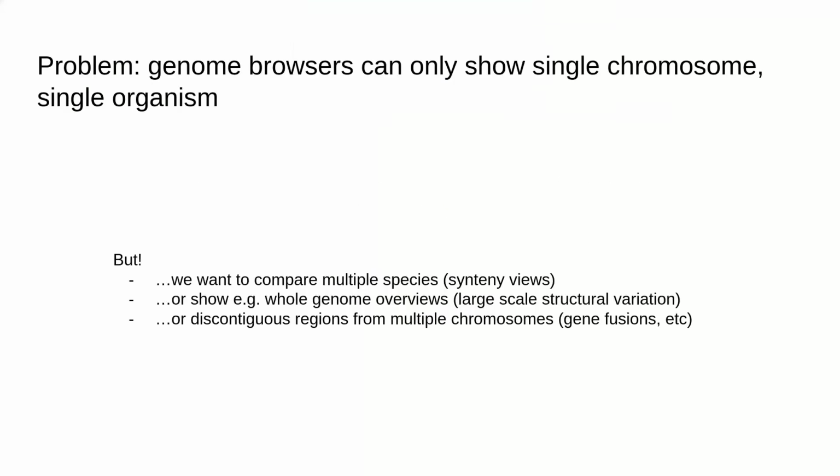So what's the problem? Well, classical genome browsers can only show a single chromosome from a single organism on the screen at a time. But we want to compare multiple species, for example, create synteny views, or show whole genome overviews to show large-scale structural variation, or show discontiguous regions from multiple chromosomes to show gene fusions, for example.